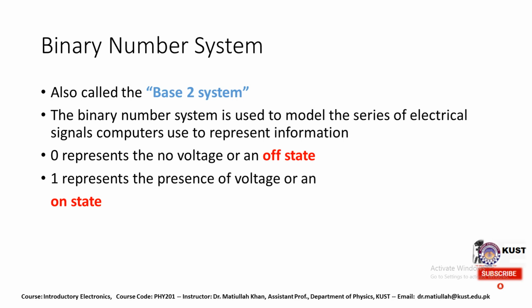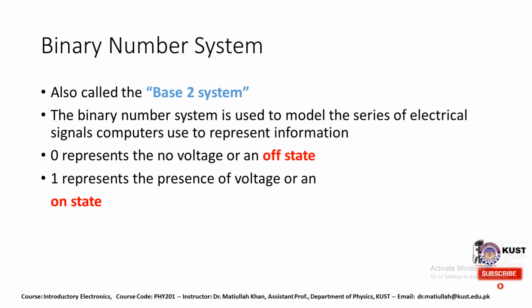That is actually called a base 2 number system because the base for this particular number system is 2. The binary number system is used to model the series of electrical signals in computers, and it is used in digital systems to represent information. So that is actually the computer coded language. In this particular case we have two digits because it's a binary number system.